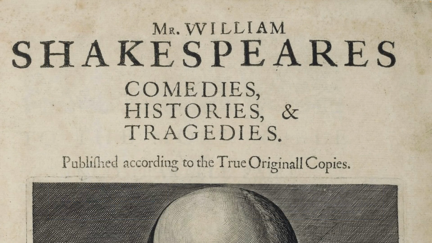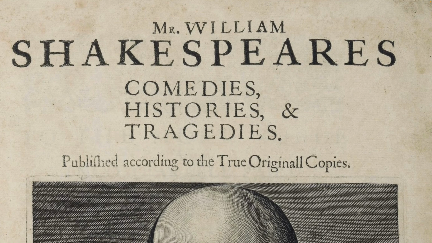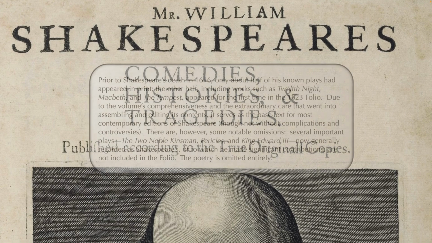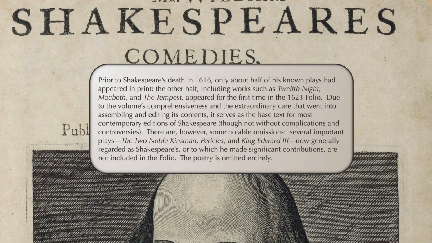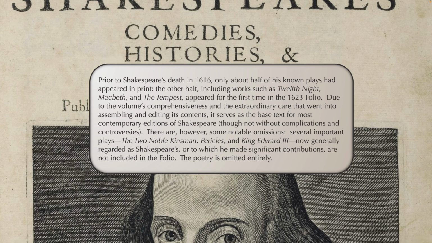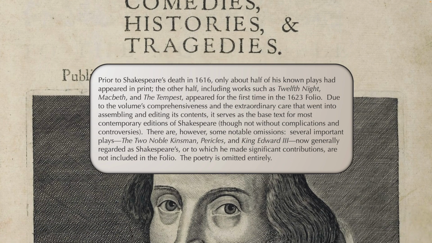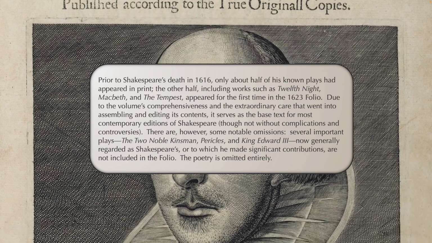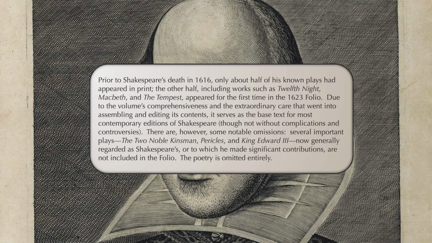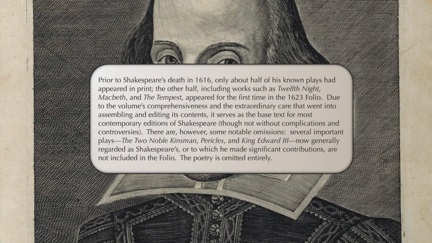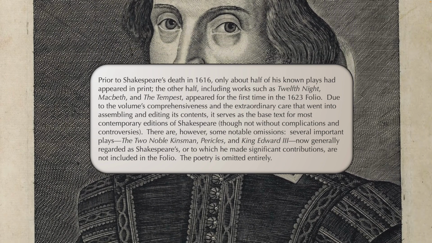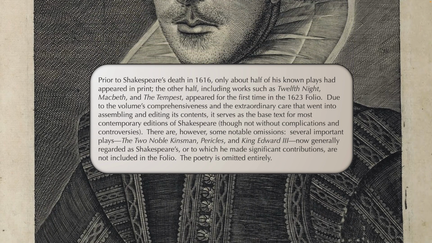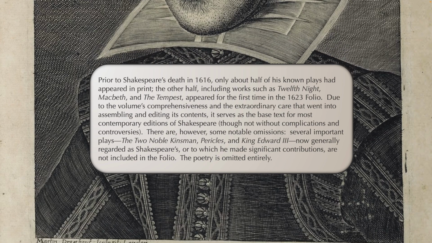So this brings us to the folio, Mr. William Shakespeare's Comedies, Histories, and Tragedies, published according to their true original copies. So prior to Shakespeare's death in 1616, only about half of his known plays had appeared in print. The other half, including famous works, Twelfth Night, Macbeth, Julius Caesar, The Tempest, appeared for the first time ever in the 1623 folio.